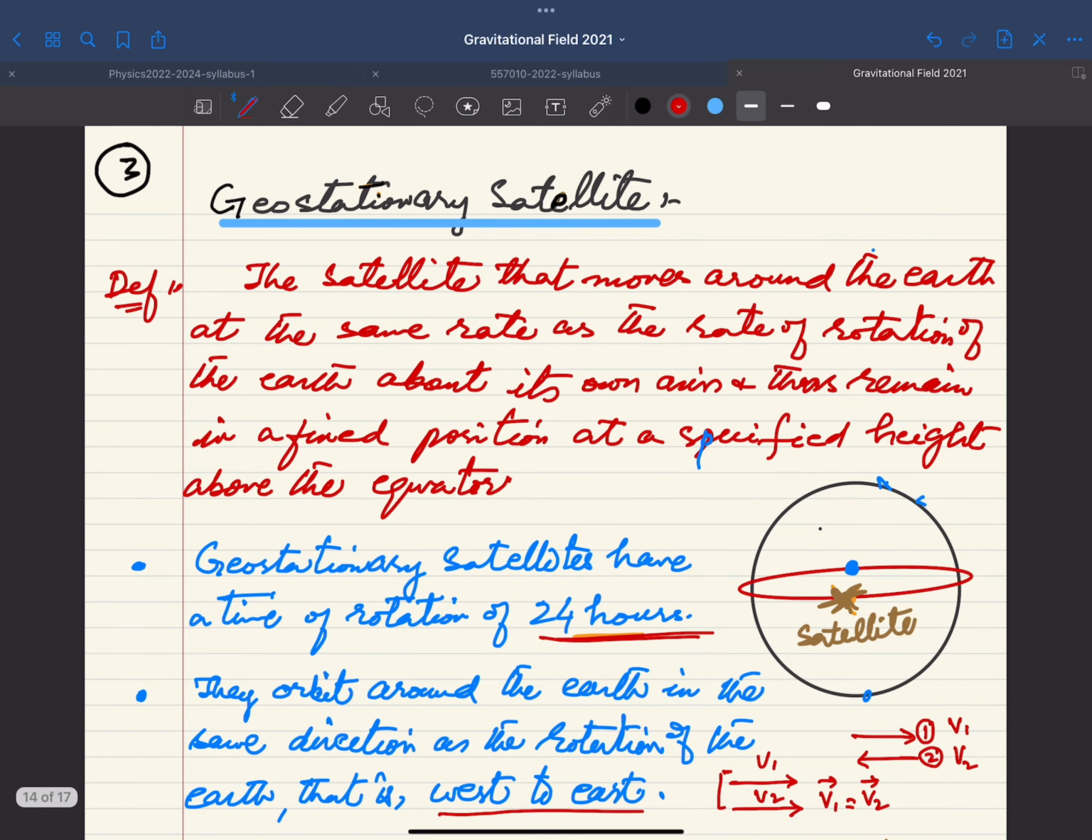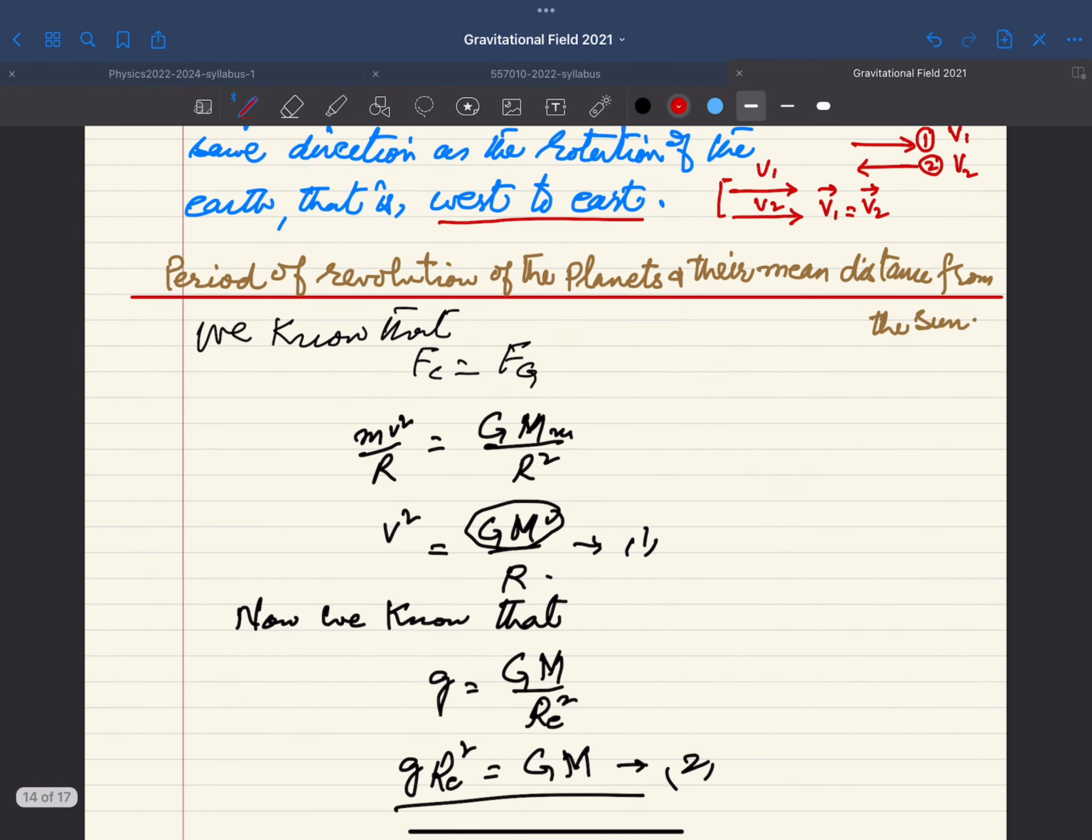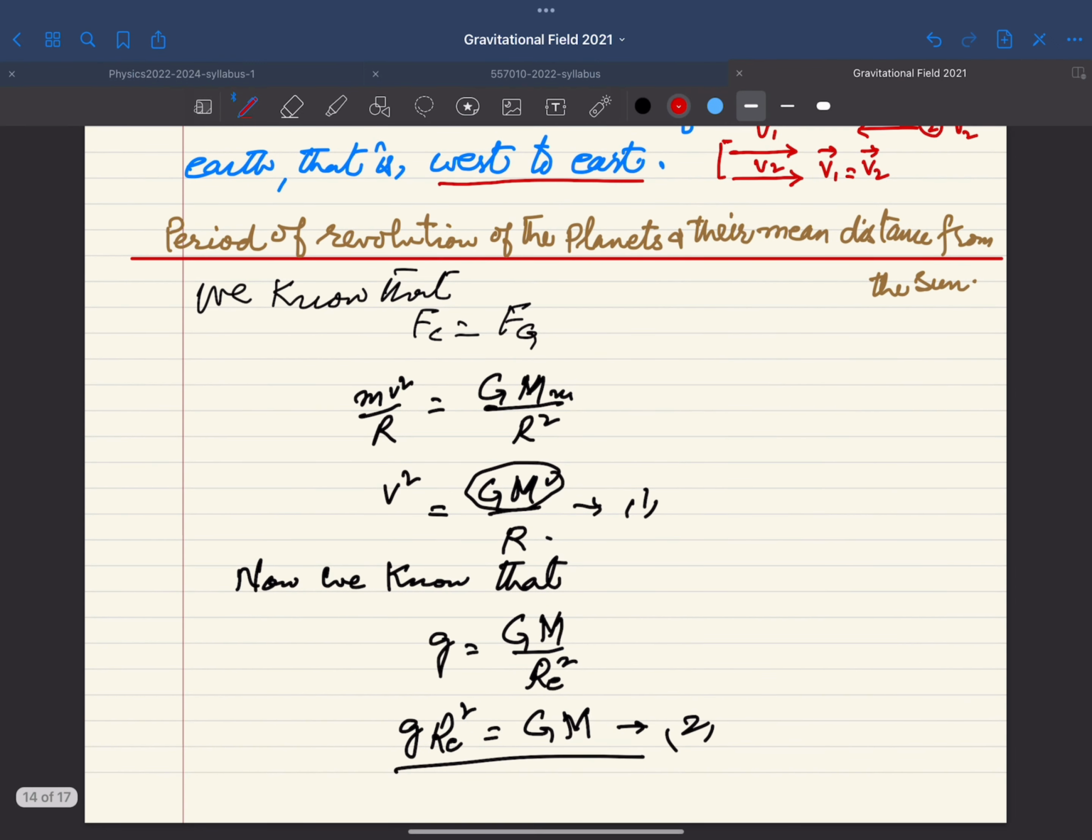And these two things, if a body is following, then you can say that we are dealing with a geostationary satellite. Now here we have another very important relation, which is the relation between the period of revolution of planets and their mean distance from the sun.